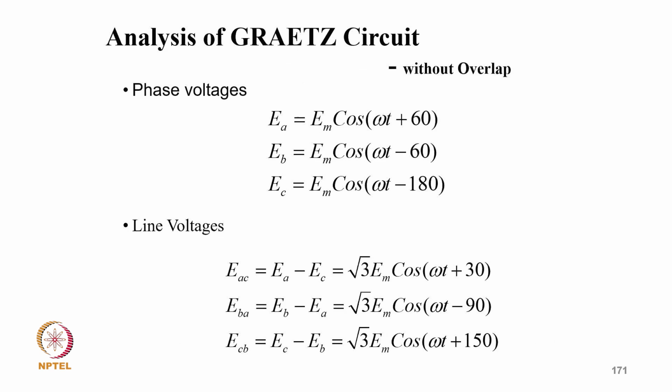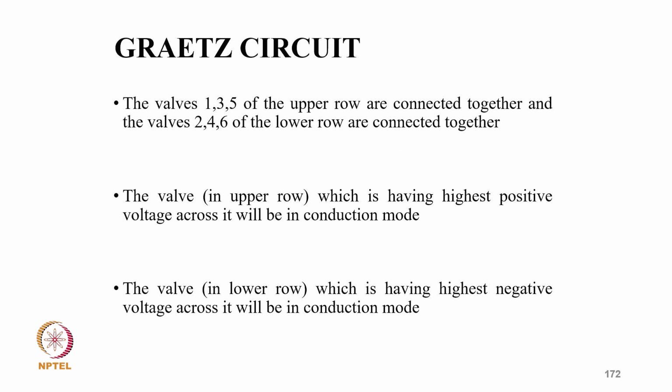So now coming to analysis of grid circuit without overlap, phase voltage EA is equal to EM cos omega t plus 60, and EB equal to cos omega t minus 60, and EC equal to EM cos omega t minus 180 degree. The line voltage is EAC equal to EA minus EC, that is root 3 EM cos omega t plus 30 degree, and EBA equal to EB minus EA, that is root 3 EM cos omega t minus 90, and ECB equal to EC minus EB, that is root 3 EM cos omega t plus 150 degree.